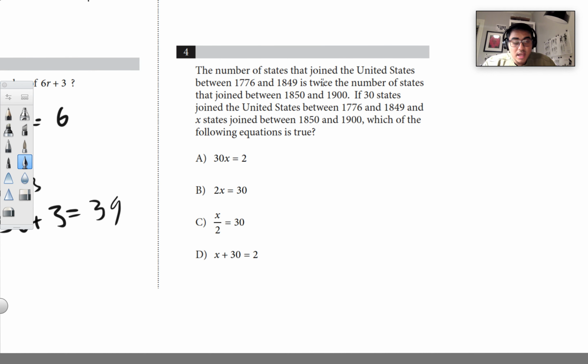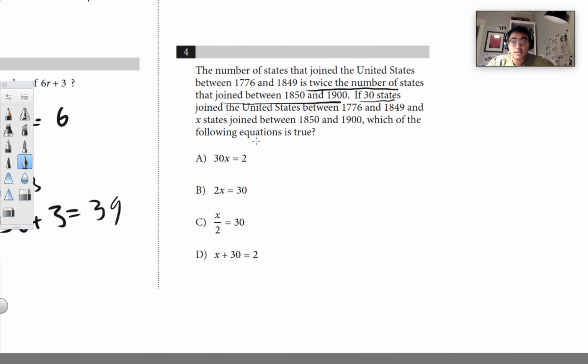The number of states that joined the United States between 1776 and 1849 is twice the number of states that joined between 1850 and 1900. If 30 states joined the United States between 1776 and 1849 and X states joined between 1850 and 1900, which of the following equations is true?